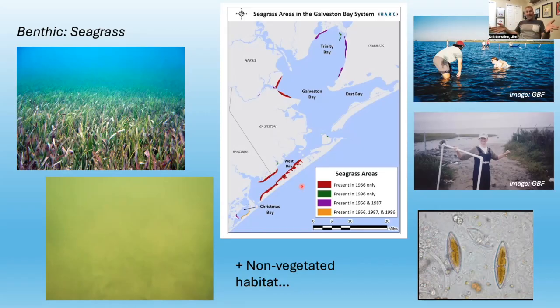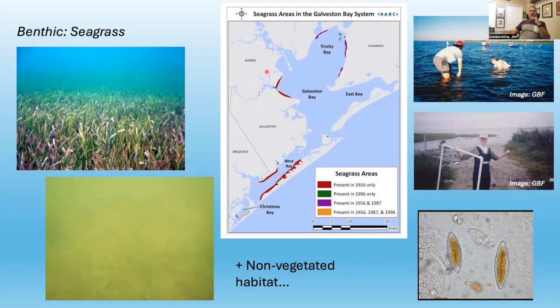That had the effect of not only shading out the light within the water column itself, but when those sediments settle back down, they would settle on the plants themselves, and that has a detrimental effect on the plant's ability to photosynthesize. So again, there have been quite a bit of seagrass restoration efforts in Galveston Bay, especially in West Bay.